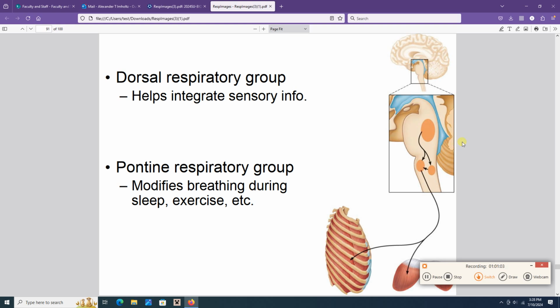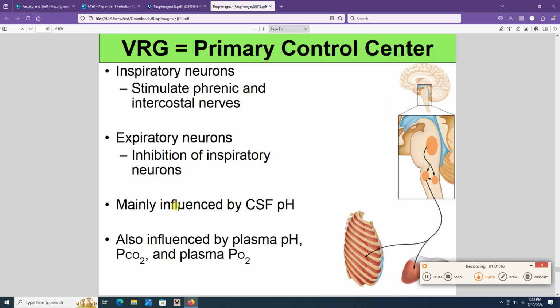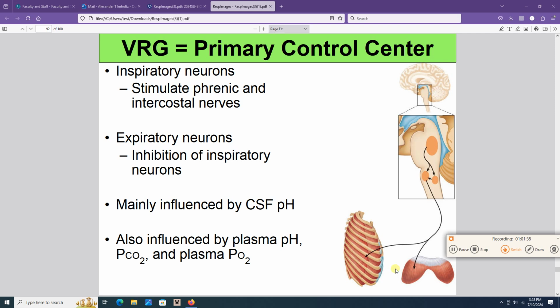The pontine group modifies breathing during sleep, exercise, when you have big changes in the rhythm and depth of your respiration. Now the ventral respiratory group, though, is the primary control center. There it is, a cluster of neurons in the anterior medulla oblongata. It has inspiratory neurons that stimulate the phrenic and intercostal nerves. Remember, the phrenic nerve goes to the diaphragm. Intercostal nerves go to the intercostal muscles. So the inspiratory neurons stimulate those nerves, those muscles contract, and we breathe in. Expiratory neurons, on the other hand, inhibit the inspiratory neurons, and then we breathe out.